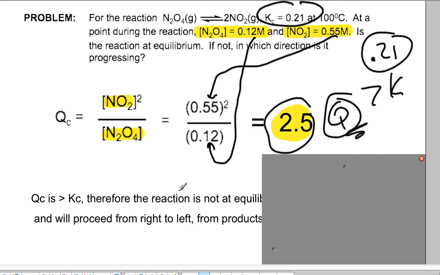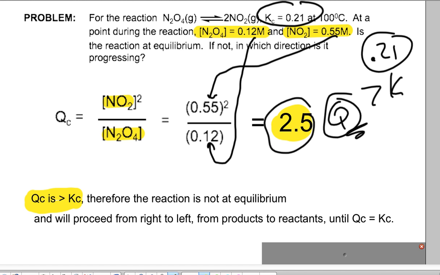And if that happens, the first thing you want to do when you're writing this up is compare the two. Obviously, my Q is greater than my K, which means I am past equilibrium. It's like in the driving example, if I was 225 miles out of Boca, that means I drove past SeaWorld and I have to go backwards. Then I state the reaction is not at equilibrium and will proceed from the right to the left in order to reach equilibrium.